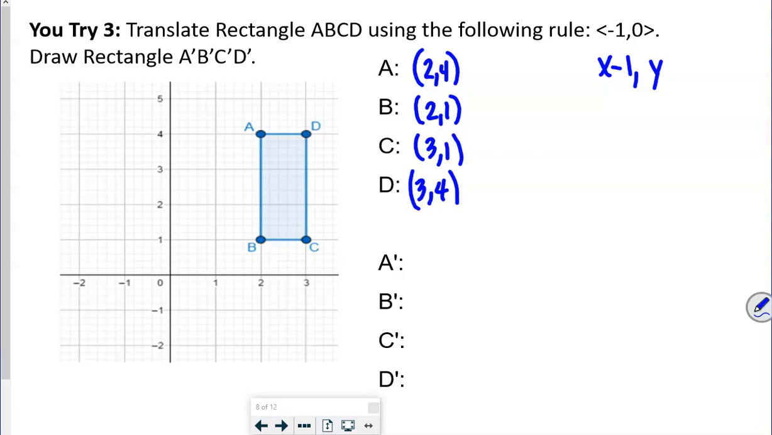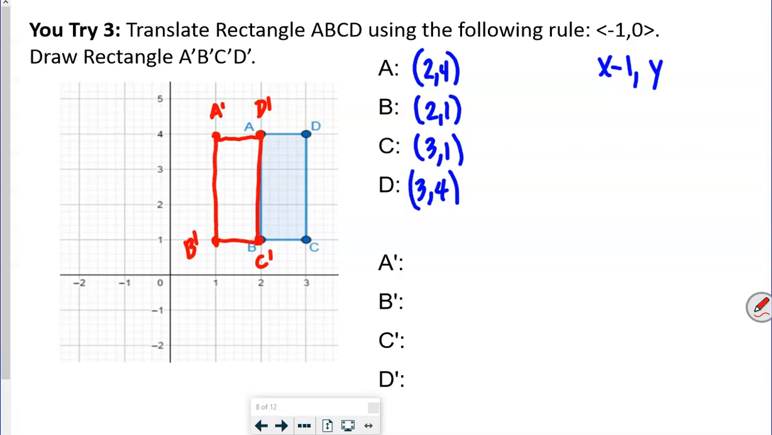So on this one, we're going to move every x value to the left 1, right? So here's my new A. That's my A prime. We're going to move the D over. So this is now my D prime. We're going to move B to the left. So this is B prime. We're going to move C to the left. So that's C prime. So this is my new shape.